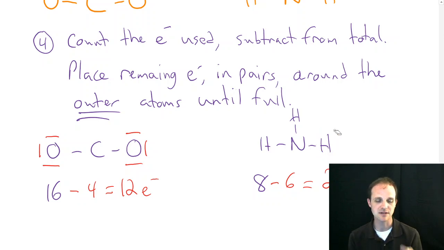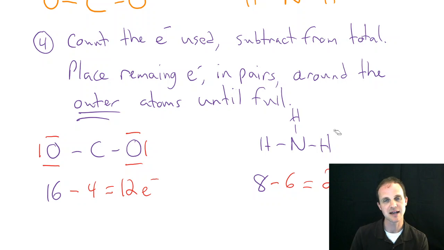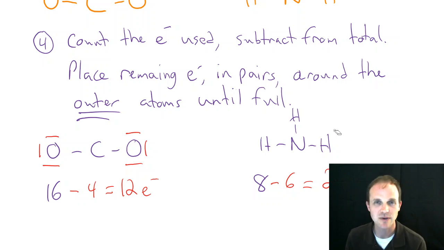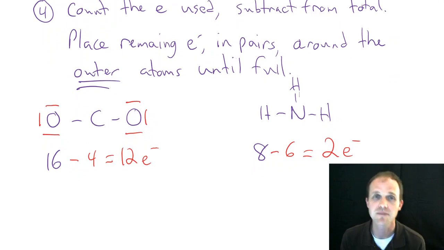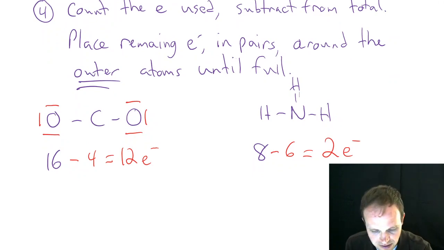It's important to do this step first. Put your electrons on the outer atoms first. People get tempted to skip this step and start putting electrons on inside atoms. They put electrons on double bonds. Don't do that, especially when you're just starting out. You'll make some major mistakes. All right, so that was step 4.